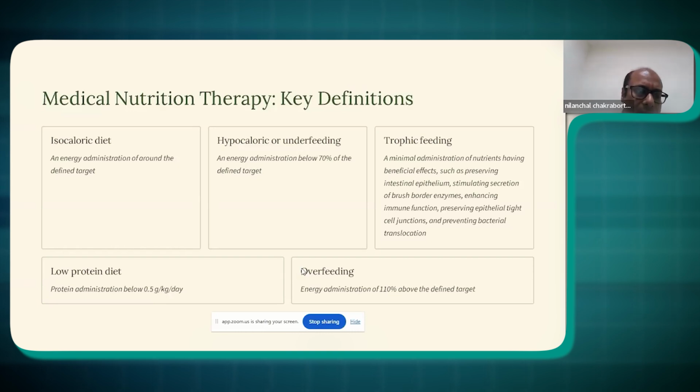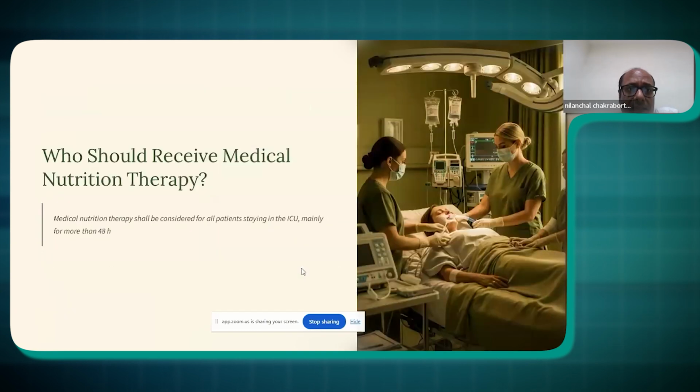And we target a protein of 1.2 to 1.5 gram per kg per day for an individual patient, but when it is less than 0.5 gram per kg, we call it a low protein diet. And we never intend to overfeed the patient, because it will ultimately cause more metabolite of carbon dioxide. So we call it overfeeding when we give more than 110% of the target feeding calorie.